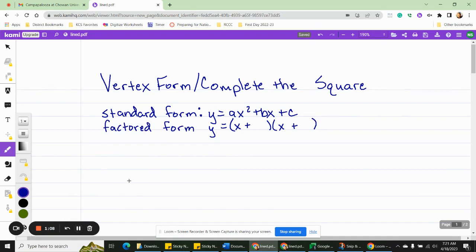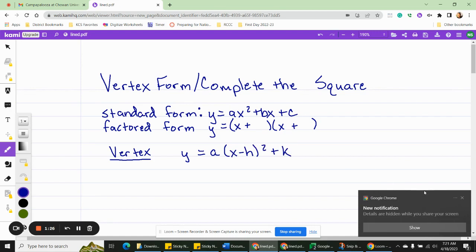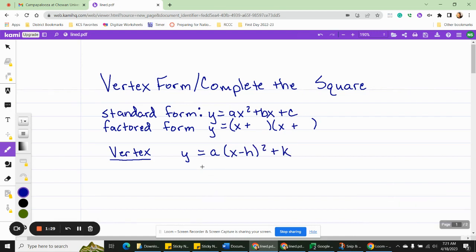The new form that we're working with today is vertex form. So let's write our new form that we're focusing on. Vertex form is written as y equals a times x minus h squared plus k. And the coordinates h, k are actually the numbers that make up our vertex, or the turnaround point, the midpoint of our quadratic, our parabola, the graph of the quadratic.